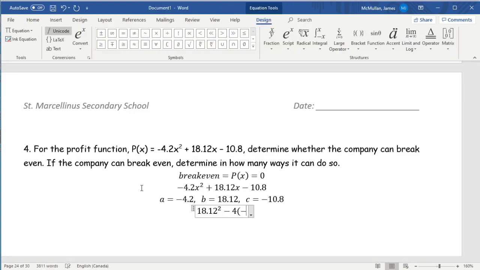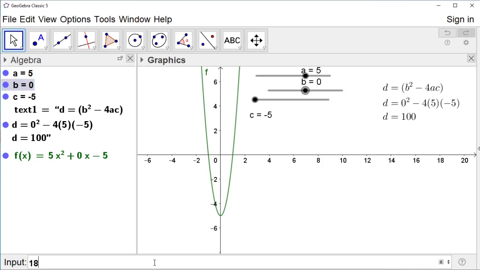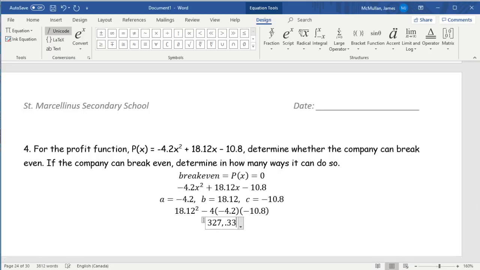18.12 squared minus 4 times negative 4.2 times negative 10.8. Okay, 18.12 squared, let's just quickly get GeoGebra to do that for us. So 18.12 squared is 328.33.